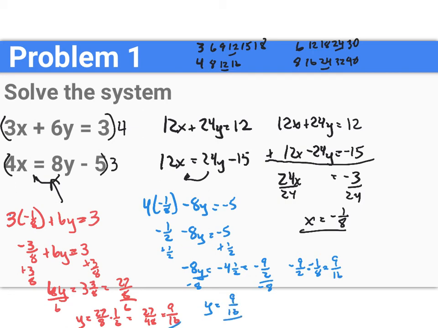So that tells me that my point of intersection is negative 1 over 8, comma 9 over 16. When you're multiplying two negatives and make it positive, that's why the blue one came out positive. So be careful with your signs. Remember your signs.